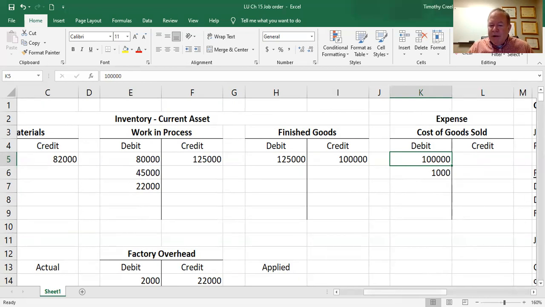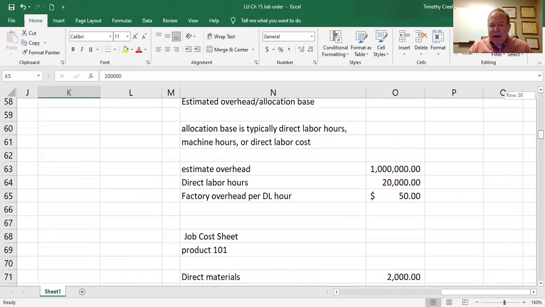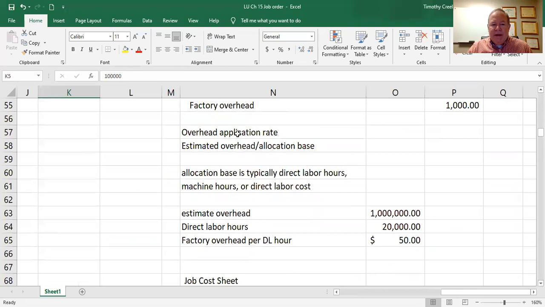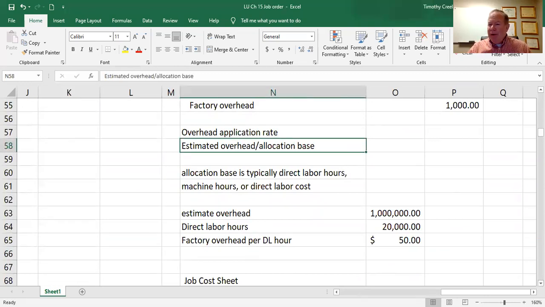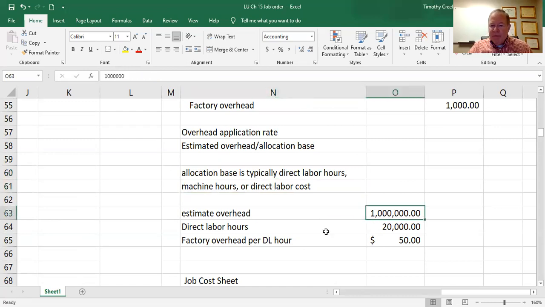Now, the only other thing I wanted to talk about is a little bit with the application of factory overhead, and I went ahead and put a formula down here. When we're coming up with the application rate, which would be the credit to factory overhead that we would apply to production, the rate would be estimated overhead divided by the allocation base, which is typically direct labor hours, machine hours, or direct labor cost. So if our estimated overhead was 1,000,000 and our direct labor hours were 20,000, then our factory overhead per direct labor hour would be 50.